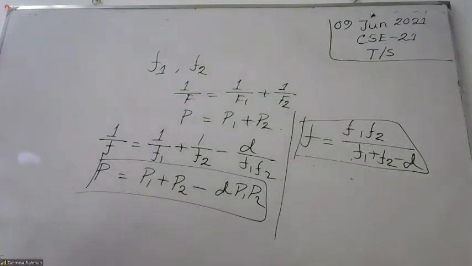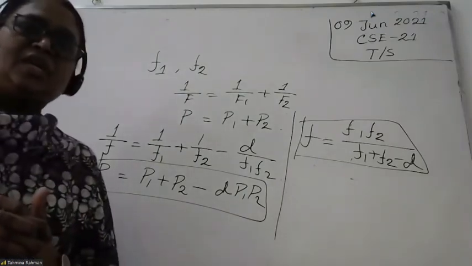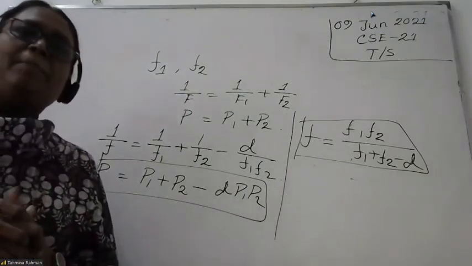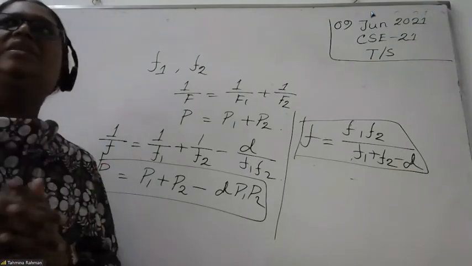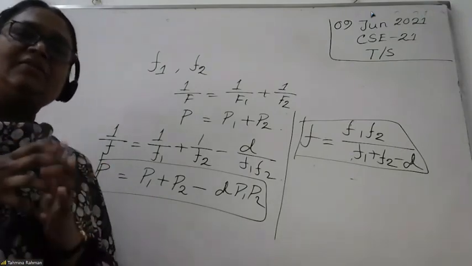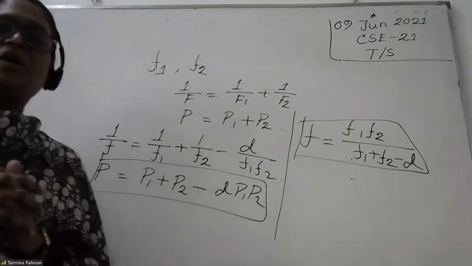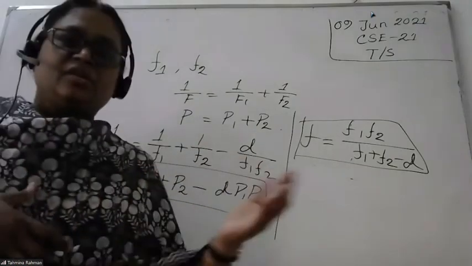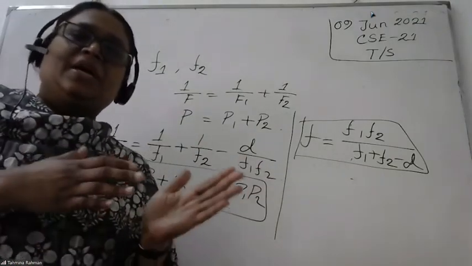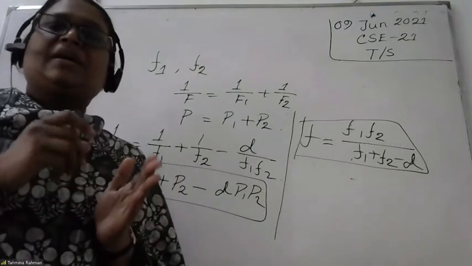Ma'am, is this formula only for thin lenses? Yes, two thin lenses. Because if it is thick, then there is another system, that is the cardinal points you have to consider. It is not included in your syllabus.